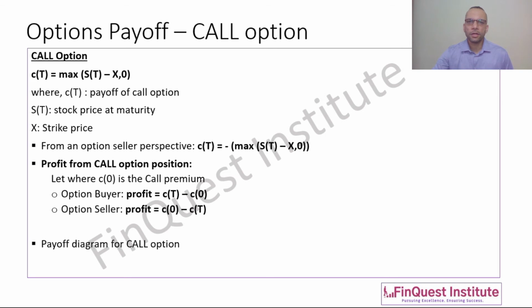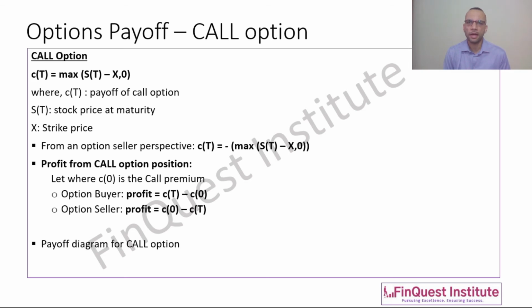Now understanding the call option. Every option has an associated option payoff. What an option payoff is can be seen through this equation. So C of T is called the option payoff for a call option. And on the right hand side, we have the payoff condition, which is max of ST minus X or 0.